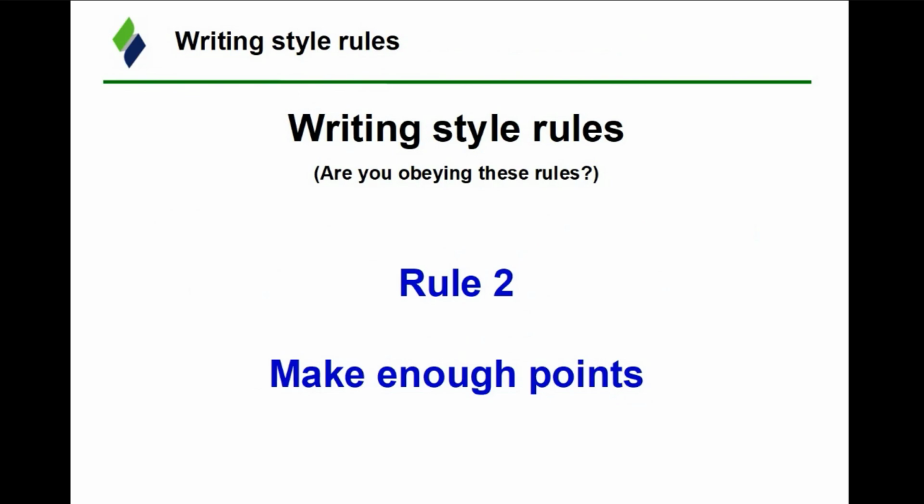Rule number 2, making sure that you're making enough points. If you've got 18 marks for a question and then 15 marks for a second subtask, make sure you're writing enough to earn 18 marks. Make sure you're writing enough to earn a decent part of those 15 marks. And likewise, making sure that you are using enough points for the relevant amount of marks available for the question.